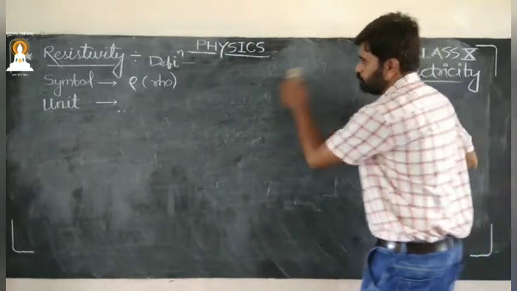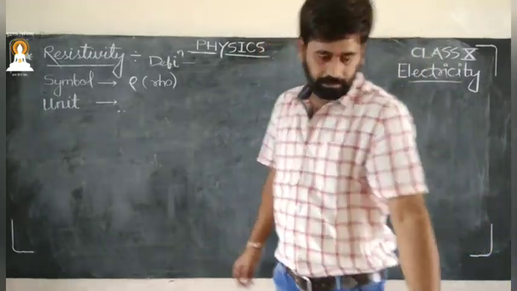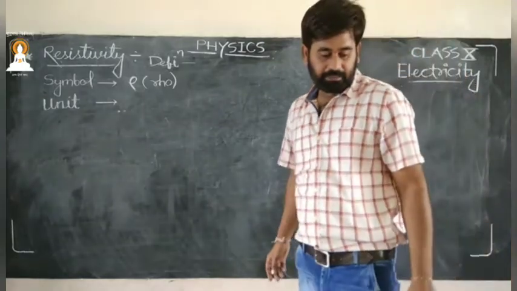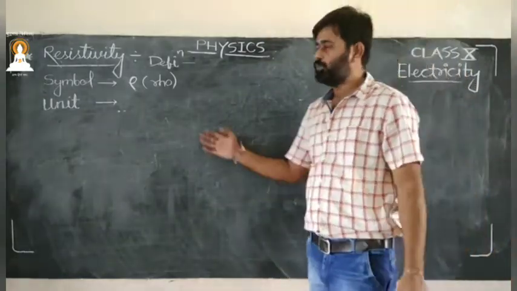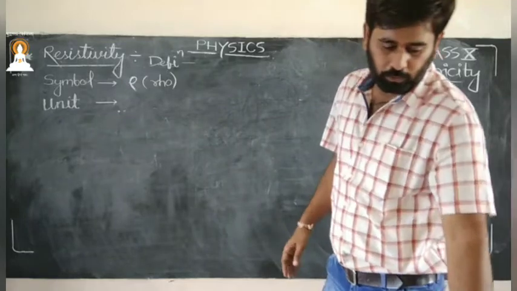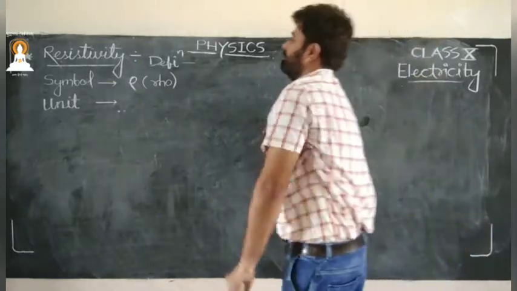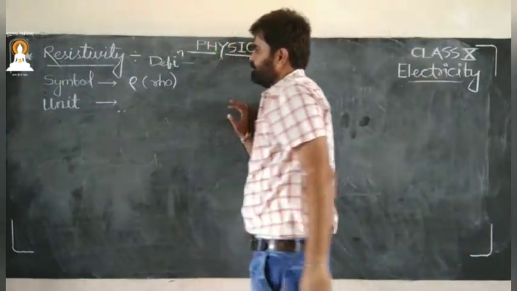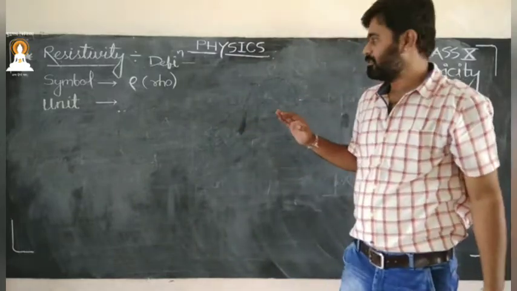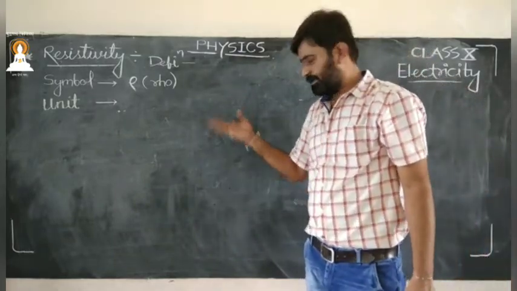So this was all about resistivity. Regarding this, one table is given, table number 12.2 in NCERT. You may go through that because related to resistivity you may have multiple choice questions, and they may confuse you in any manner.